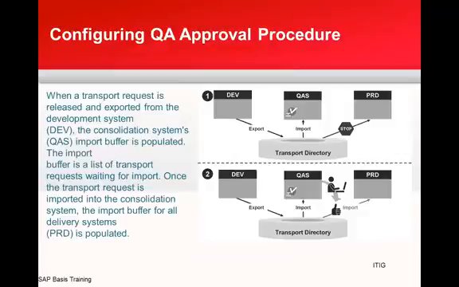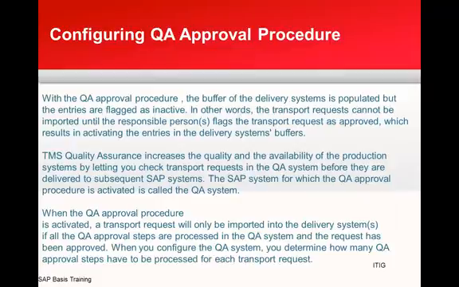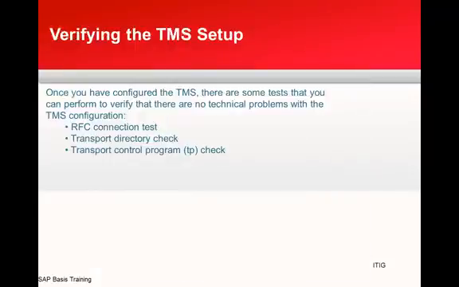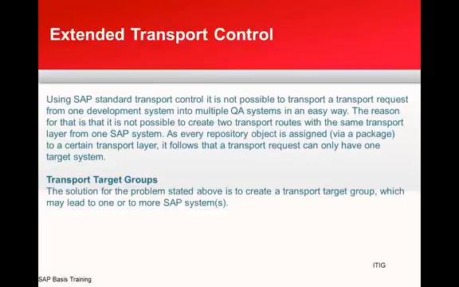Okay, then you have the approval process. Talking more about the approval process, in this figure we are showing how to configure the approval procedure. So define the QA system, define the approval precedence. Now verifying the TMS test. For verifying, you need to go to STMS and perform these three tests which are listed here.